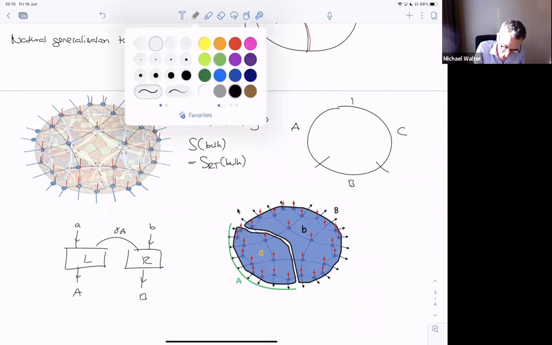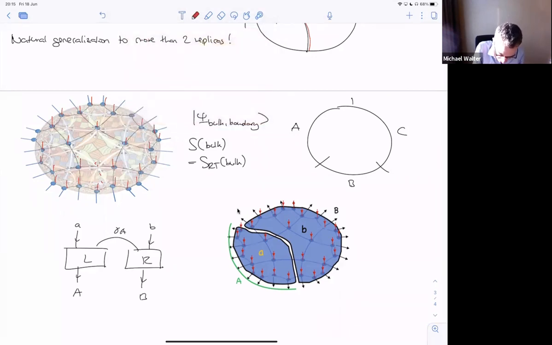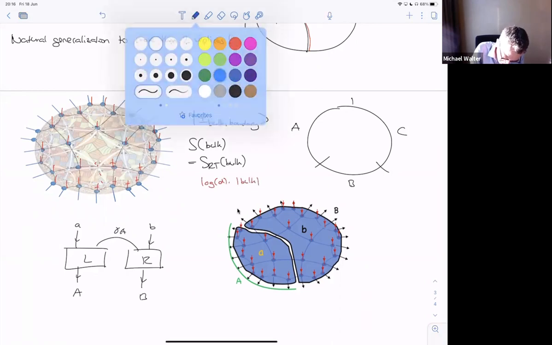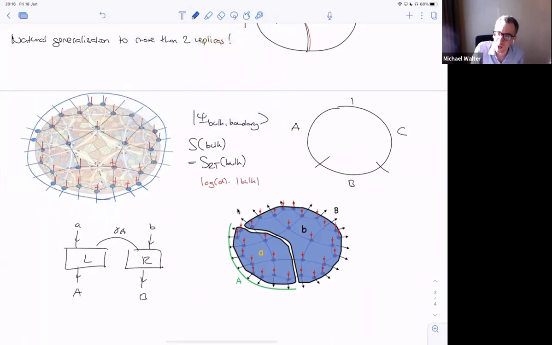Again, there are basically these two extreme choices. Either you just chop off all these legs, which would correspond to log of this red dimension times the size of the bulk. The other choice would be you cut all the boundary legs. That would be log of this other bigger dimension times the size of the boundary. If this one wins, you have an isometry. If that one wins, actually you have an isometry the wrong way around.